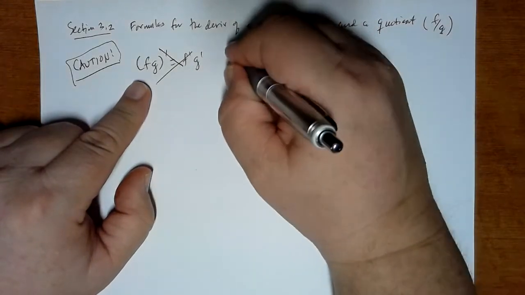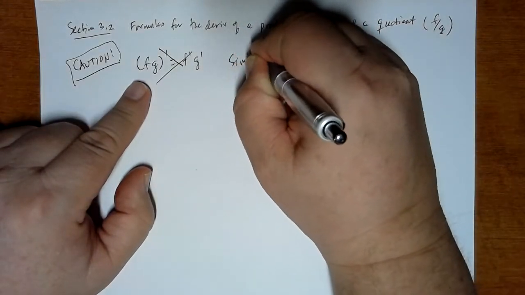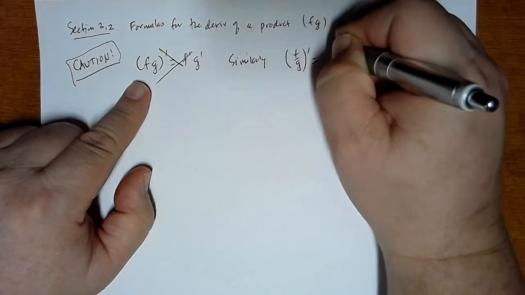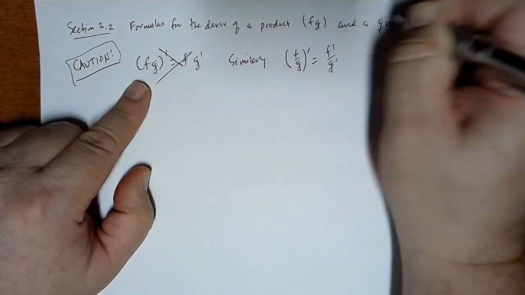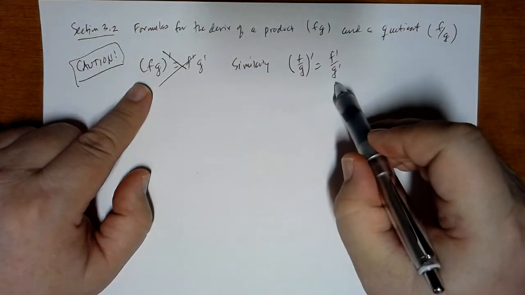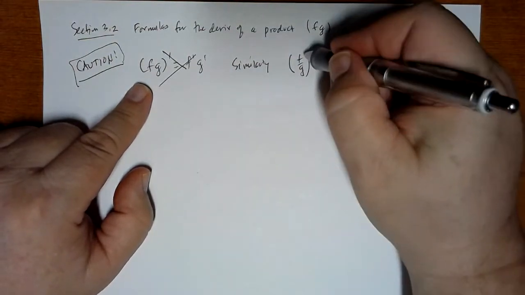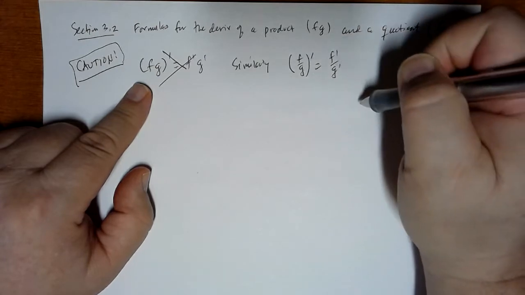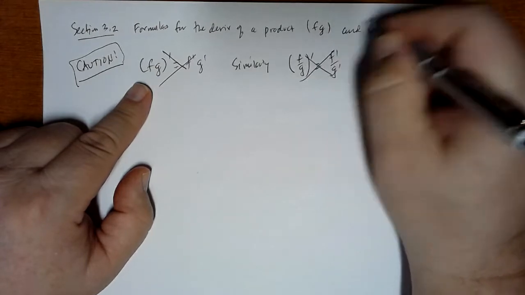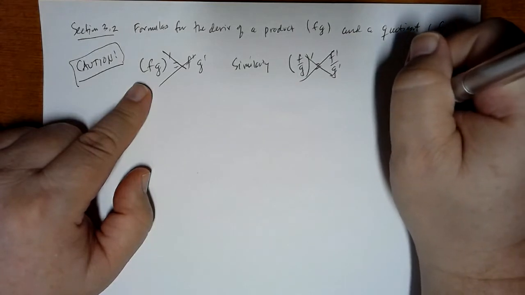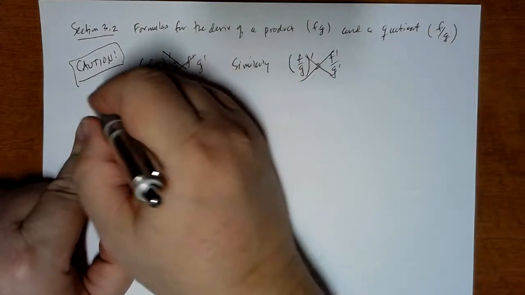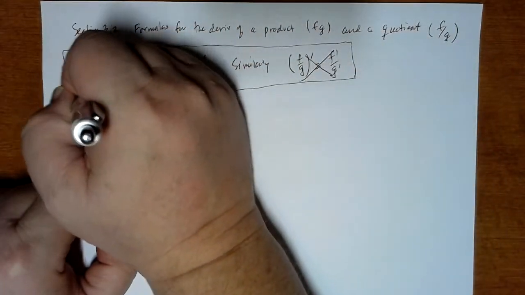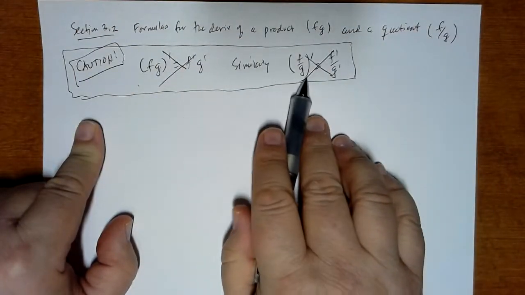Okay, similarly, you might think that the derivative of a quotient would just be the quotient of the derivatives. And why would you think that? You might think that because, again, the limit of the quotient was the quotient of the limits. But again, that's not going to be the case. Okay? And so this is my caution. Be careful when you're thinking about the derivative of the product and the derivative of the quotient.